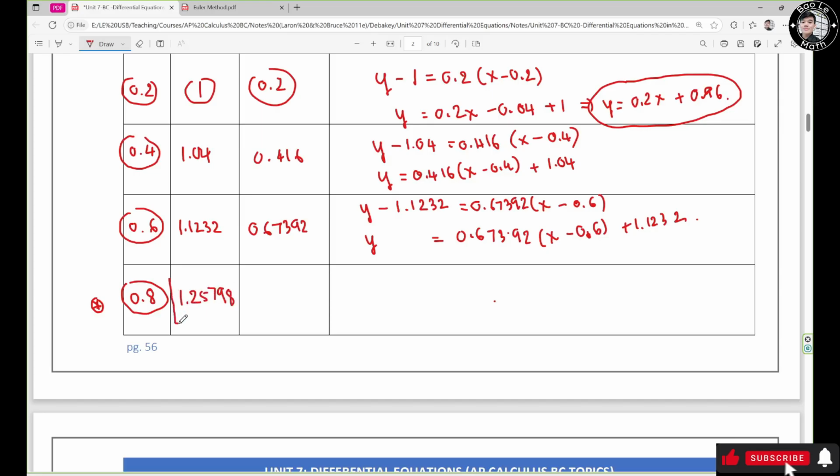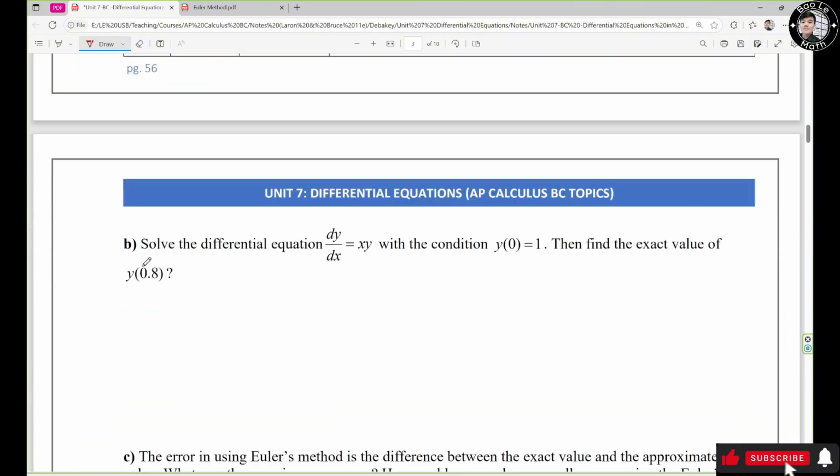Alright, so you're going to stop right here. This is your answer. Now, question B. Solve the differential equation dy over ds equals s times y with the condition y of 0 equals 1, then find the exact value of y of 0.8.